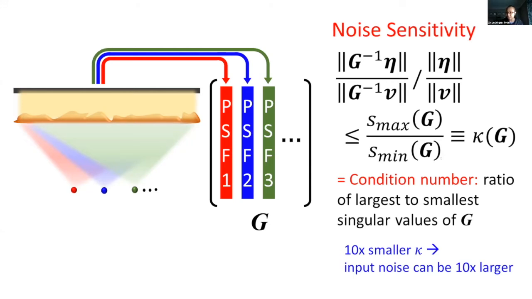So that is given by the so-called condition number, which is nothing else than taking the ratio of G, G inverse, etc. And the important thing is that you want to have this condition number smaller, in the sense that with a 10x smaller condition number, your measurement setup becomes more robust to noise by 10 times, for example.